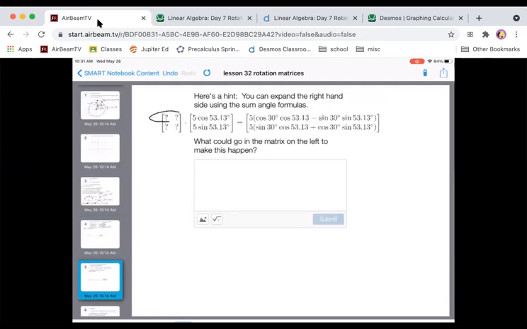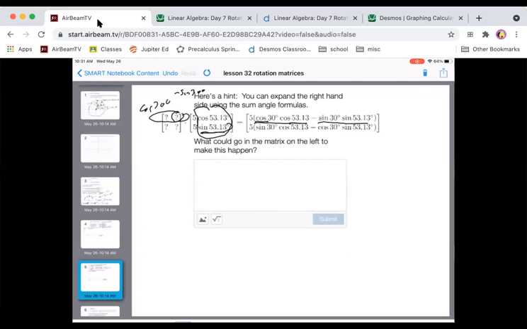In the first row times the first column, I'm going to ignore this 5 for a second, I have to get cosine times cosine. So I have to have a cosine 30 here in order to make that first term become that. And this other one, I have to multiply whatever this is by whatever that is. So I have to get negative sine 30, sine 53.13. Well, here's the sine 53.13. So the top right element must be negative sine 30.